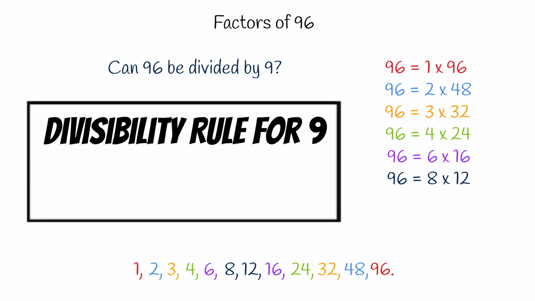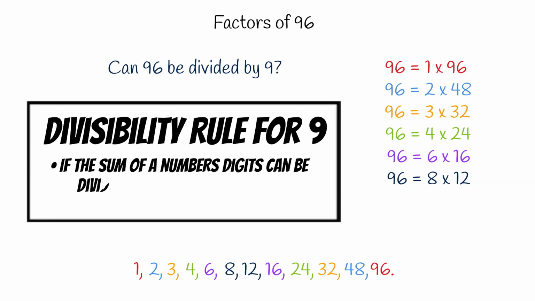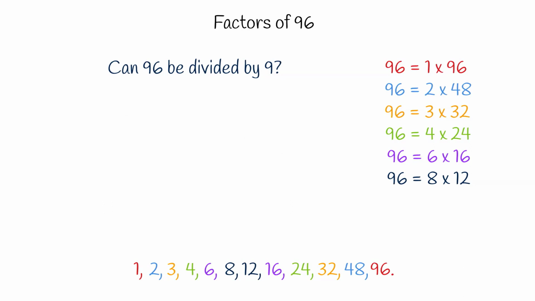The divisibility rule for 9 is if the sum of a number's digits can be divided by 9, then 9 is a factor. Let's try this for 96. 9 plus 6 equals 15. 15 cannot be divided by 9, so 9 is not a factor of 96. Let's move on to 10. We know 96 is not divisible by 10 because it doesn't end in a 0. It's that simple. So the last number we need to check is 11.